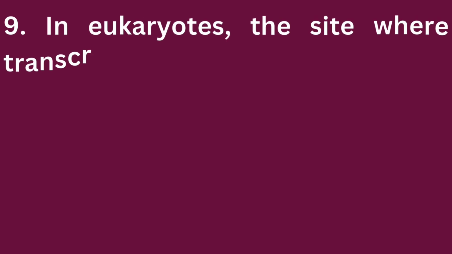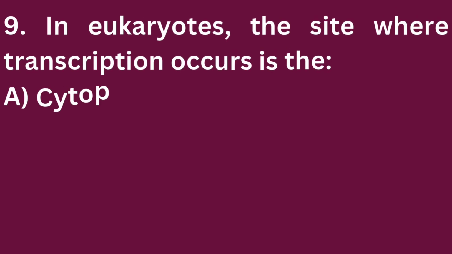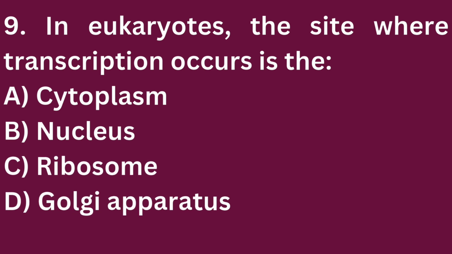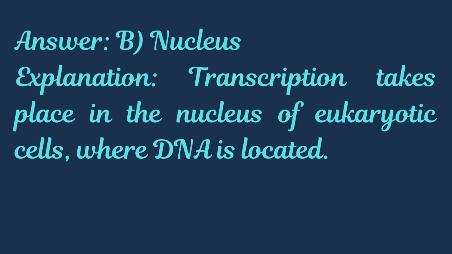9. In eukaryotes, the site where transcription occurs is the A. Cytoplasm, B. Nucleus, C. Ribosome, D. Golgi apparatus. Answer B. Nucleus. Explanation: Transcription takes place in the nucleus of eukaryotic cells, where DNA is located.